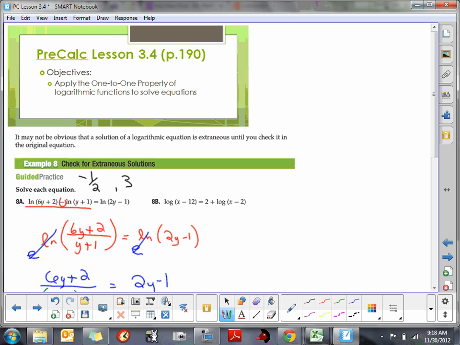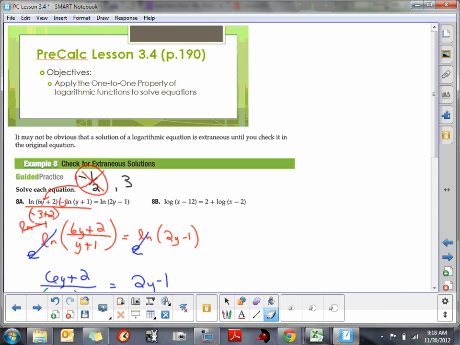So let's try this. If we take a negative 1/2 and put it in for y, what's half of 6? That's 3. So negative 1/2 of 6 is a negative 3. So negative 3 plus 2 is a negative 1. You cannot take the natural log of a negative 1, so you disregard or discard that solution and don't put it in your solution set.